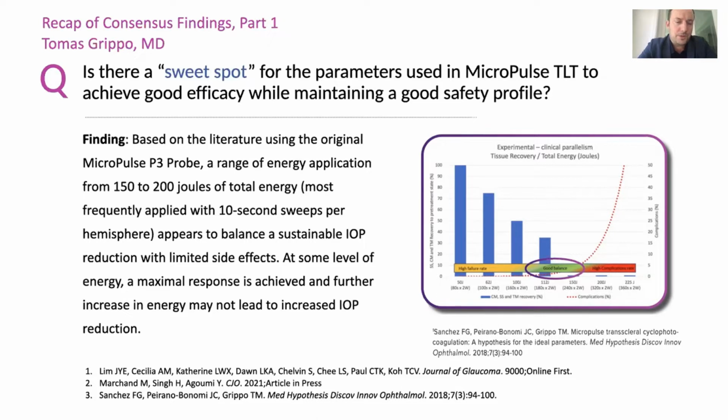And when it comes to the old literature, what do I mean by old? I mean the literature from when we used the original probe. We saw that there was this sweet range of energy, between 150 to 200 joules of total energy. At that point in time, we were doing 10-second sweeps per hemisphere. This sweep velocity has actually changed as we realized the importance it had. So this gives us an idea of what were appropriate energy levels to obtain good results in the past, and it also is a foundation for what we are doing with the new probe.